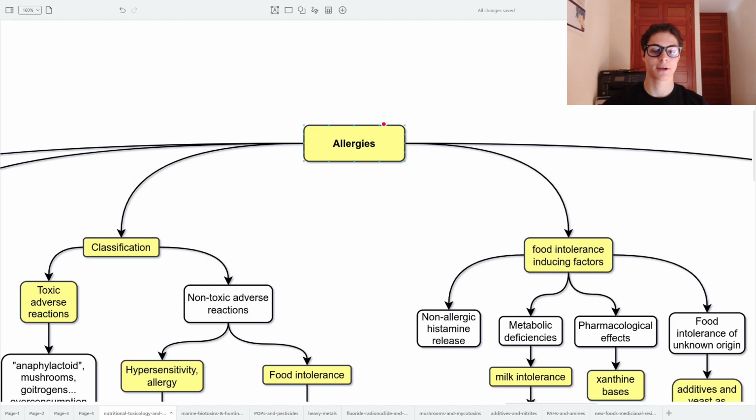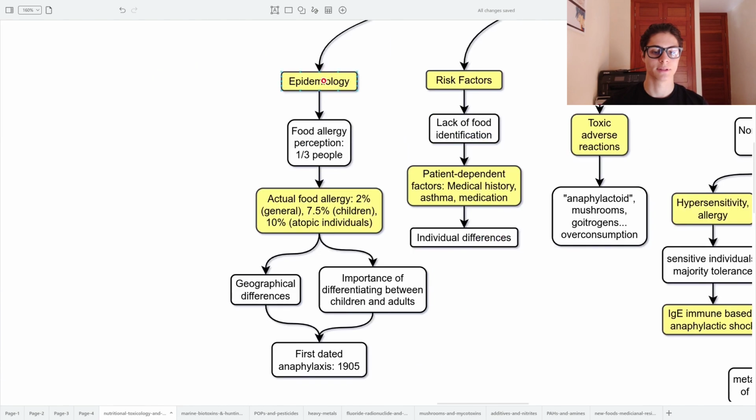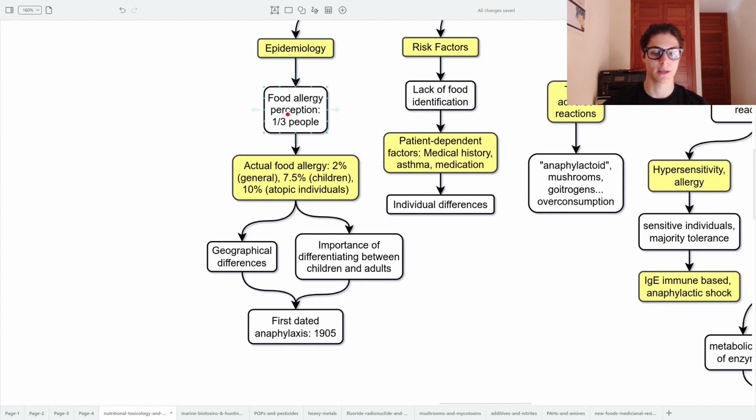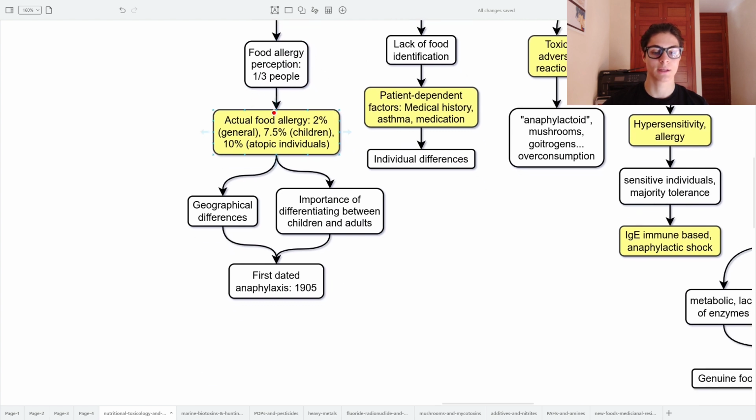Okay, so now it's time to take a look at allergies. Here we have the epidemiology, the food allergy perception. 1/3 of the population has a food allergy perception. But actually, the food allergies is only 2% of the general population, 7.5% in children and 10% in atopic individuals. So as you can see, it's very low.